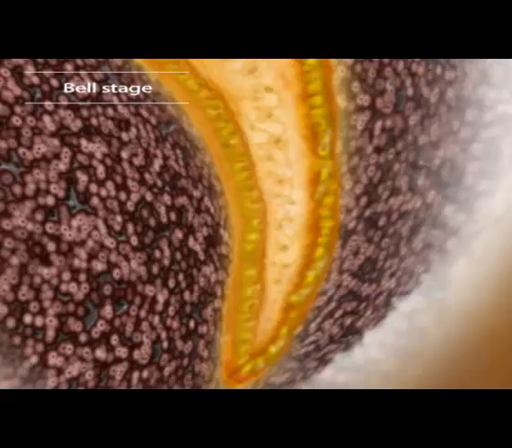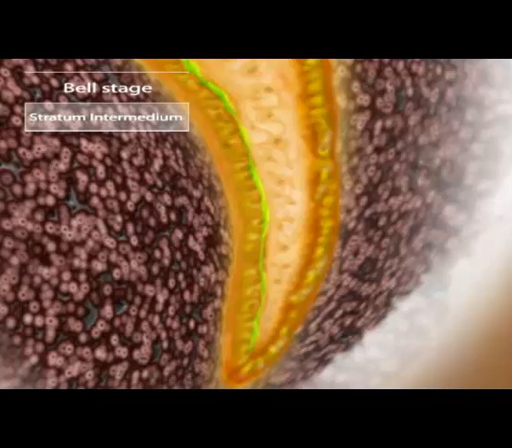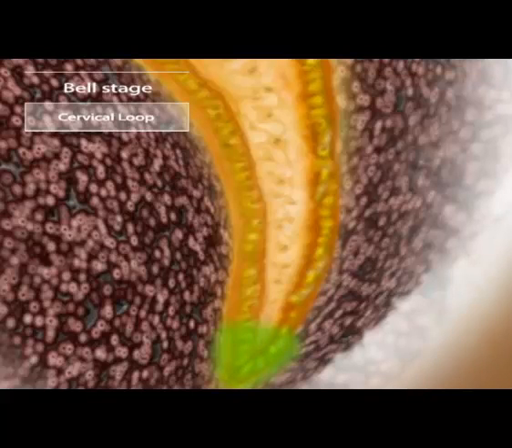Just visible is a flattened area of cells called the stratum intermedium. We can also see the juncture where the inner and outer enamel epithelium meet. This cervical loop is important in tooth formation, as we'll discover soon.